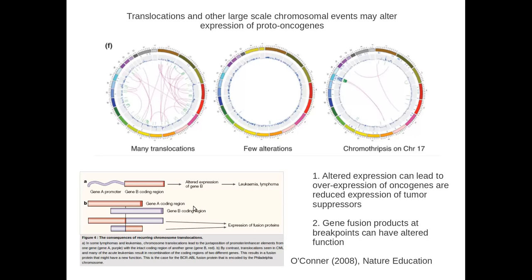And then, of course, at the breakpoints where these translocation events occur, or an inversion, for example, would be another case, you can lead to gene fusion products, which all of a sudden have new functions or new expression domains as a consequence of these structural events. So once again, this leads to altered expression. Gain of expression for oncogenes can lead to tumors, or the loss of expression of tumor suppressors.